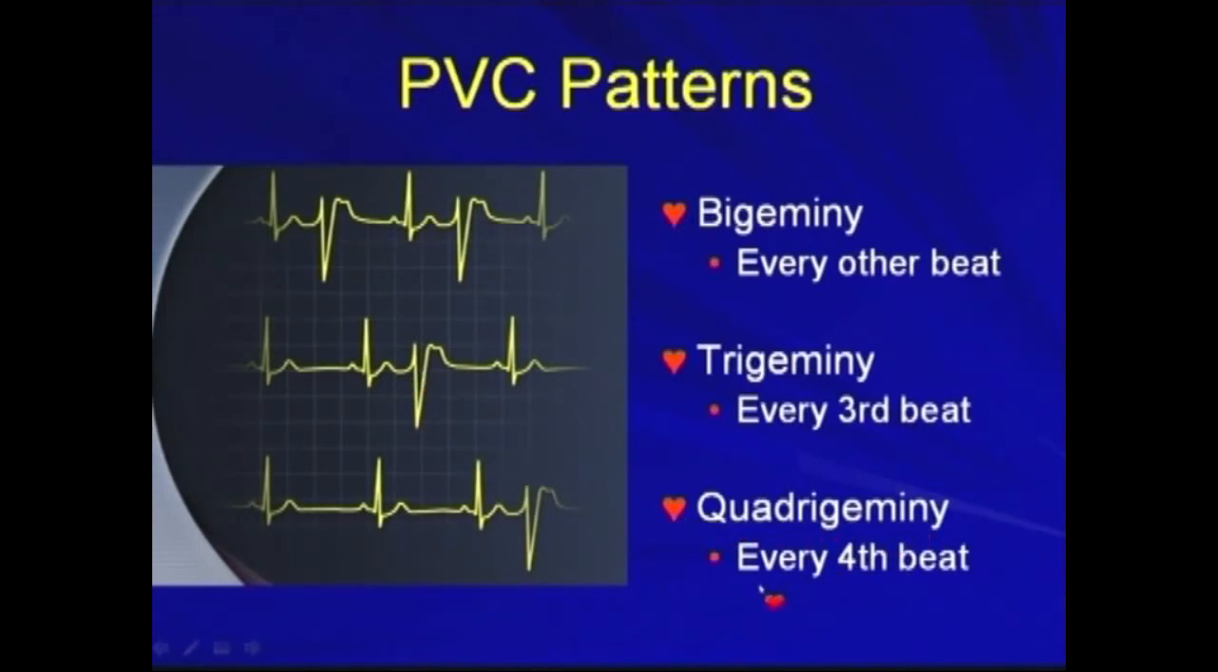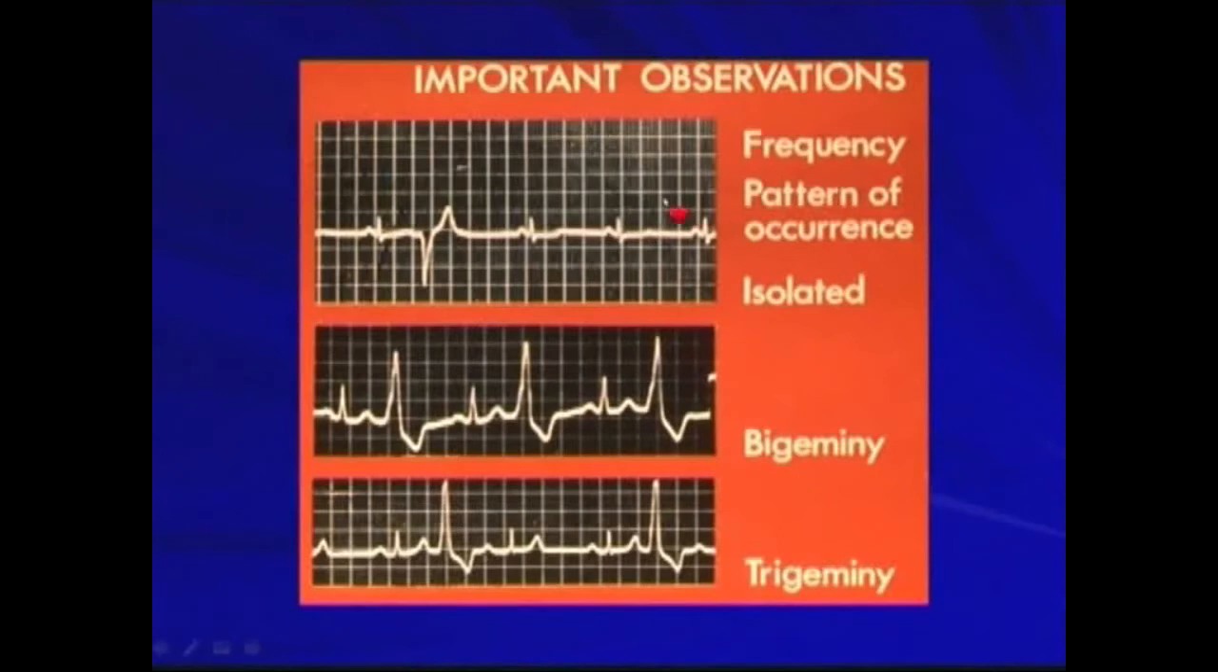The quadrigeminy means the PVC occur every fourth beat. So again, normal, but the fourth beat is a PVC. So it's called quadrigeminy. Here's some other examples. This is the isolated PVC. This is bigeminy. Why? Because the PVC occur in every alternate beat. Normal, abnormal, normal, abnormal, normal, abnormal.